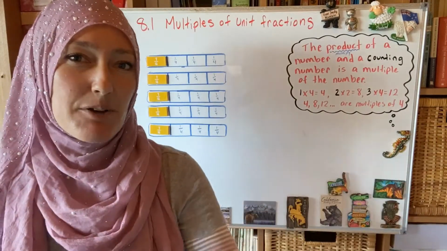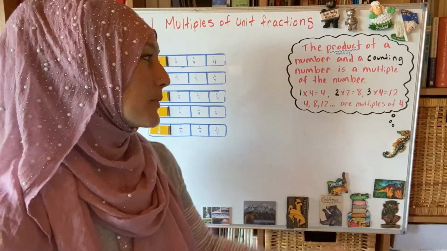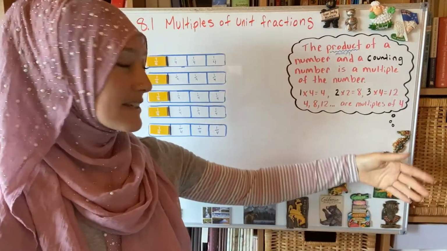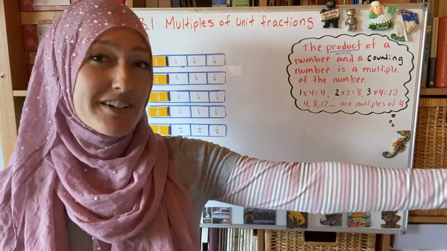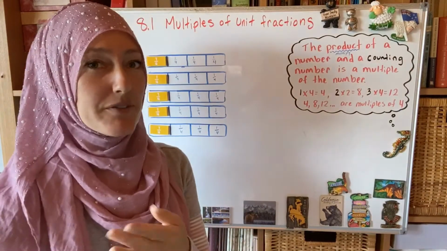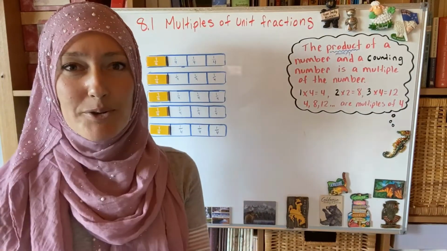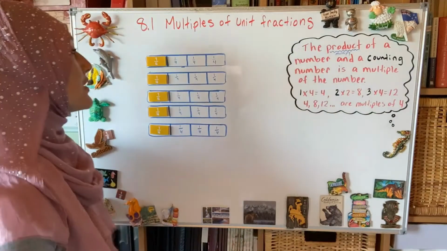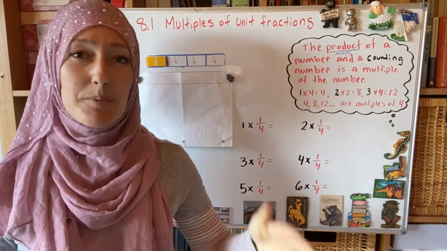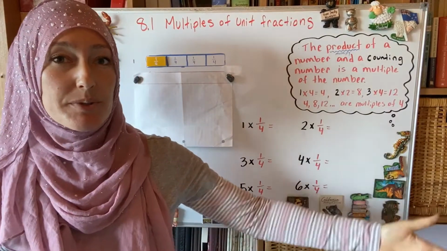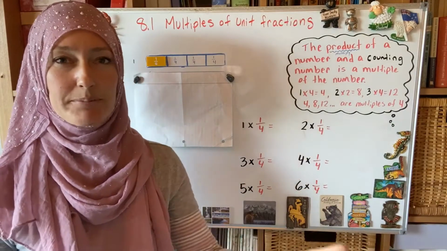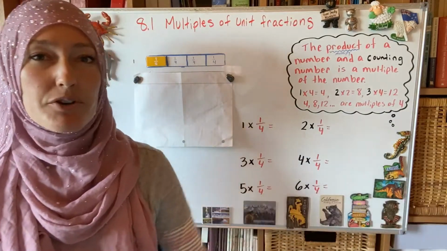So if I listed out the multiples of 4, it would start with 4, 1 times 4. And then it would go 4, 8, 12, 16, 20, 24, and you would go on until you want to stop. So when we list the multiples, we usually start with 1, the first multiple of the number, and we just multiply it by a counting number. So if we're doing that with fractions, we see the same thing. So instead of saying 1 times 4, 2 times 4, 3 times 4, we're going to be saying 1 times 1/4, 2 times 1/4, 3 times 1/4.